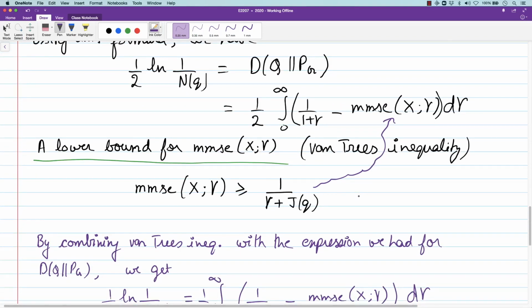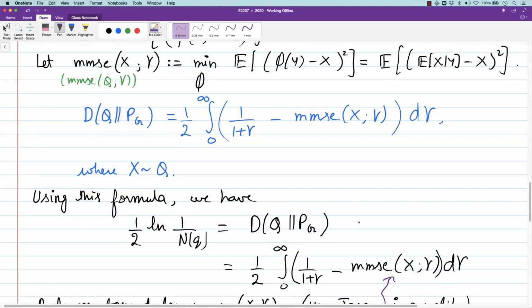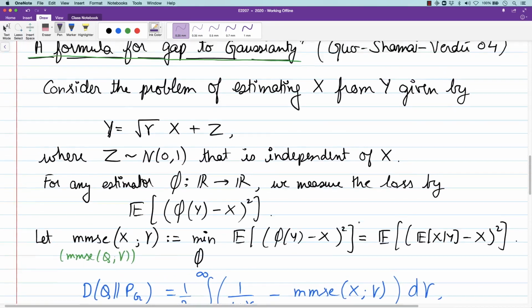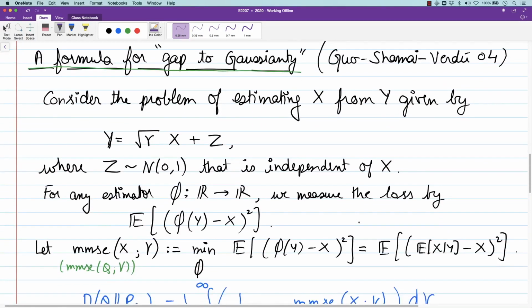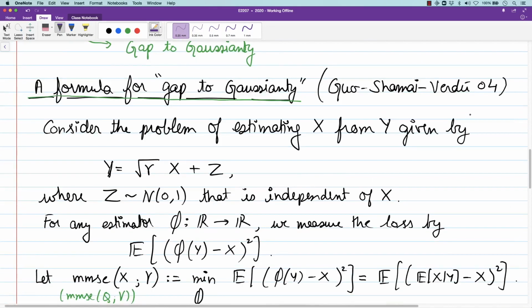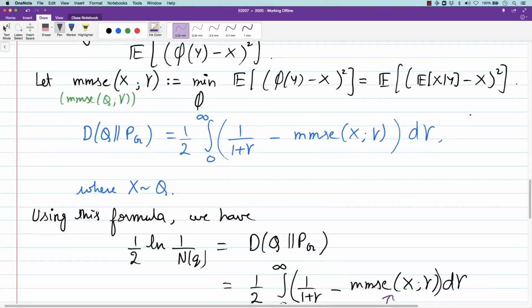In the remaining lecture, I'll prove this Van Trees' inequality. This formula itself I will not be proving. The proof is not very long or involved, but it requires us to introduce too many terms, so I'll just skip it. It's in the Guo, Shamai, Verdu paper on I-MMSE, which is easy to find and has a very clean derivation of this formula. I think this is Theorem 14 in the paper.